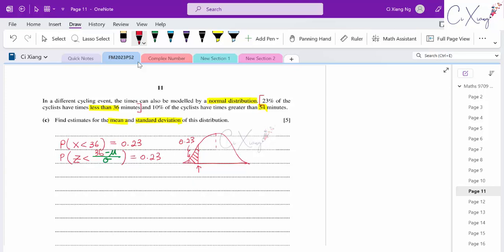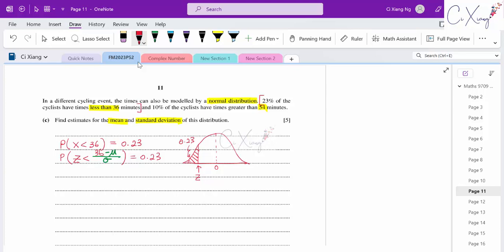How do I know it is negative? Because the mean of the standardized normal distribution is 0, and the Z value is on this side, on the left-hand side of 0. Therefore, it should be a negative value.